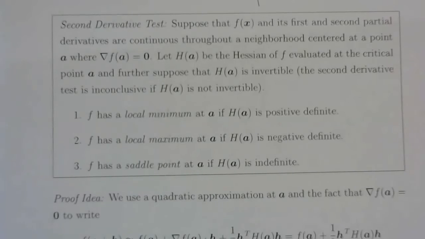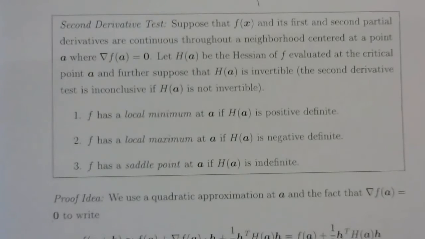Okay, let's get back to the second derivative test. So the test states this: have a function f of multiple variables, a scalar valued function, with its first and second partial derivatives continuous in a neighborhood around a point A. And at that point A, the gradient is 0. So we have a critical point. So for H being the Hessian, it has to be invertible, so the test is conclusive.